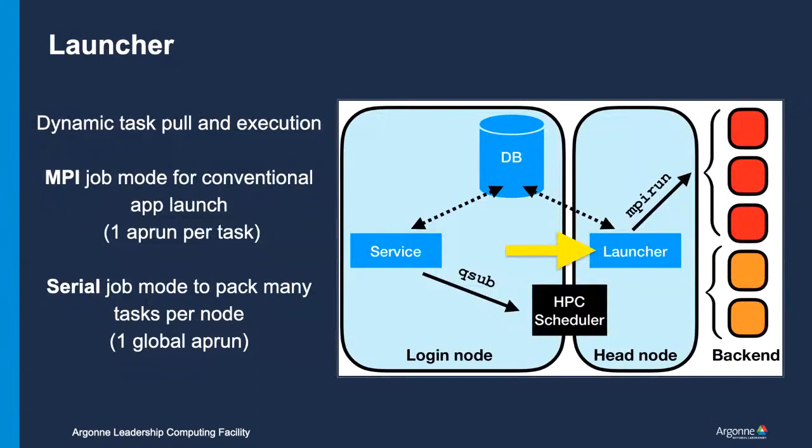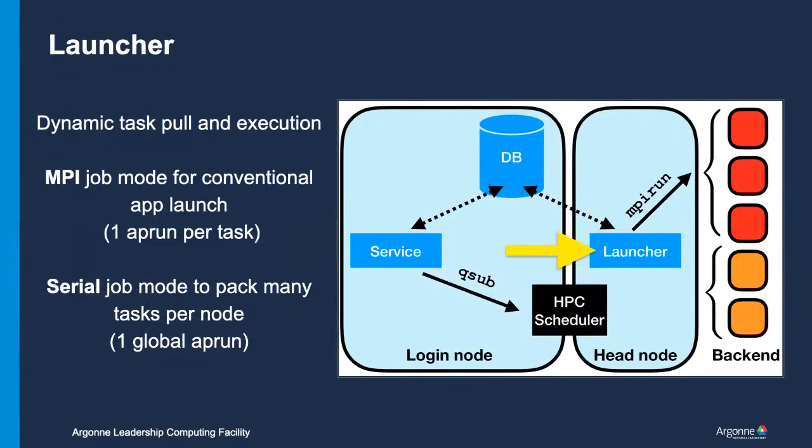and it can then launch applications onto available compute nodes within a job in a couple of different ways. So the MPI job mode is very closely mapped to the ensemble job script we saw in the beginning. So here we have a very conventional application launch where one aprun or similar command is launched for each application in your database.